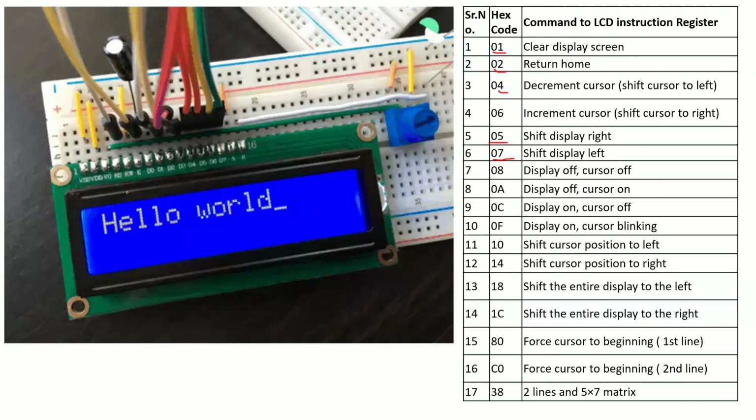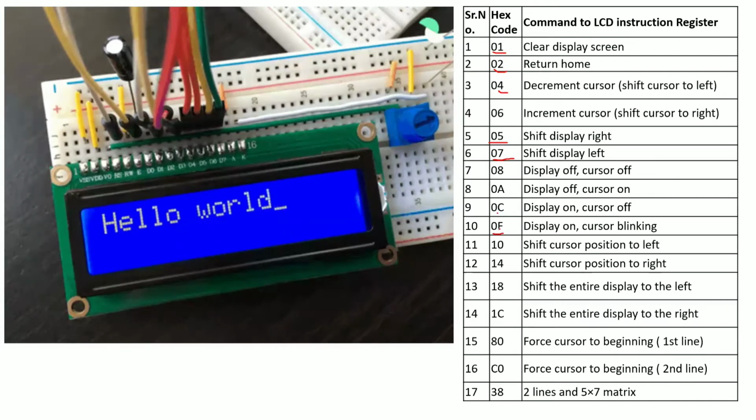Okay, next one, if I send 08H, that means display off, cursor off. That means we cannot see the data "hello world" in the LCD display, and also we cannot see the cursor. Okay, this is the command. And 0A means display off, cursor on. So the display will be off, and we can only see the cursor. And the next one 0C, which is display on and cursor off. That means the display will be on and we cannot see the cursor.